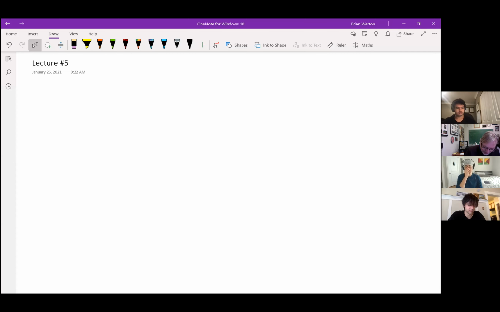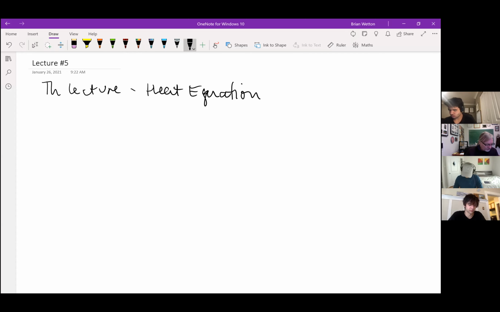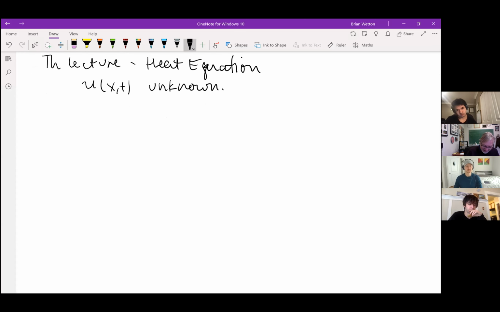So here's where we're going to go. Thursday lecture, after this, we're going to talk about the heat equation, which we derived last week. So that's got u(x,t) as the unknown, and it satisfies a partial differential equation. This is our first partial differential equation, arguably the easiest one to consider, which is why we're looking at it first. Okay, and the partial differential equation looks like this.